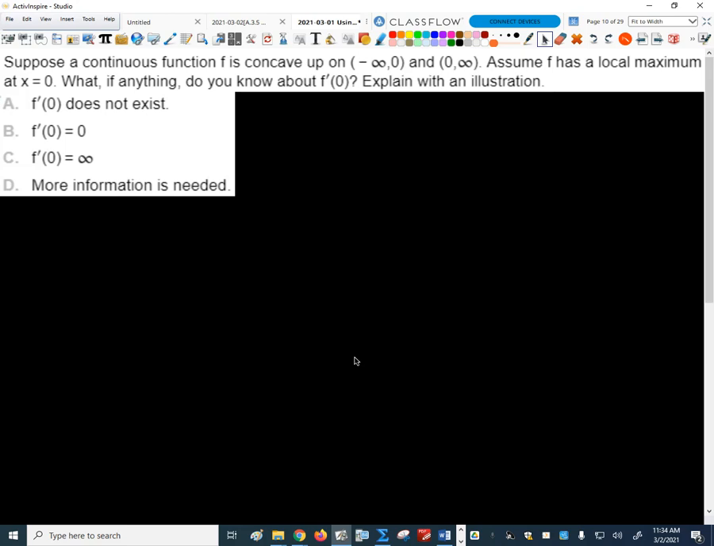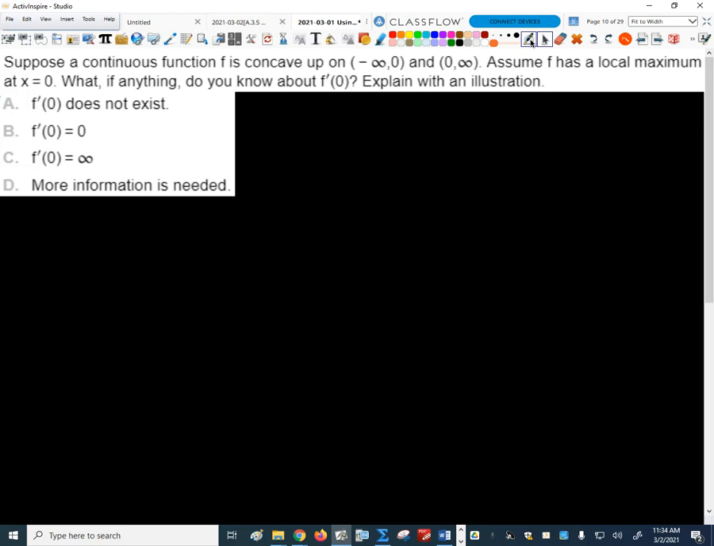It's got to be a cusp, doesn't it? Right? Because think what we know here. We know that it's concave up everywhere except zero. It has to have a local maximum. Well, how could you do that? You can't have upward concavity with a local maximum, right?